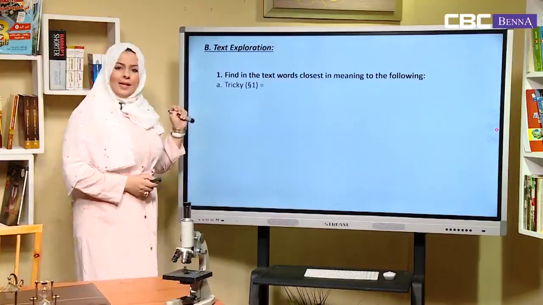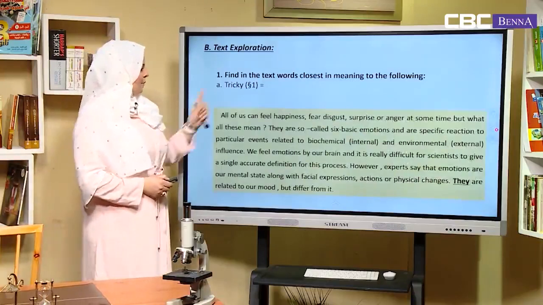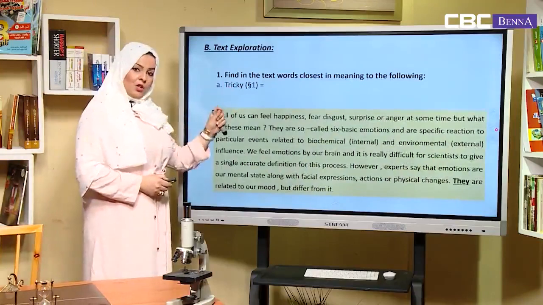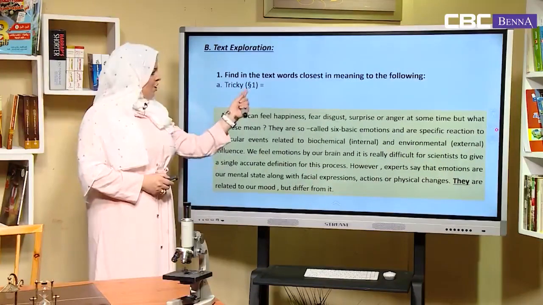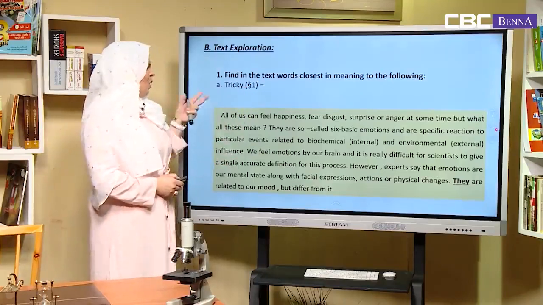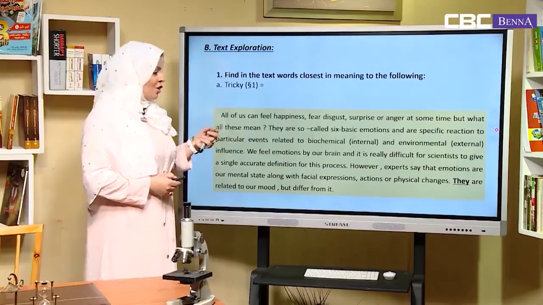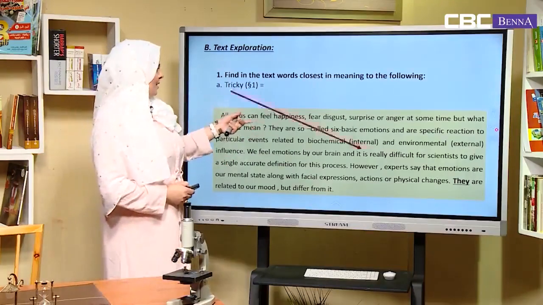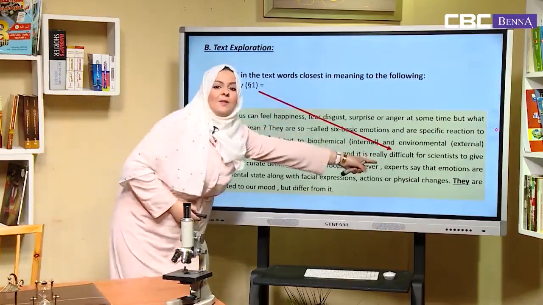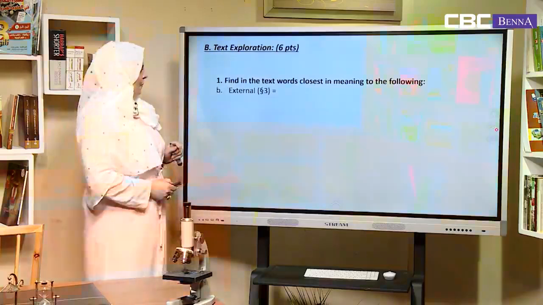So let's move now to text exploration. We start with synonyms here. Tricky. I've told you that they always share the paragraphs. So it is mentioned in the first paragraph. What do you mean by tricky? Something tricky. Something difficult. Have you seen? Something difficult. So this is tricky.